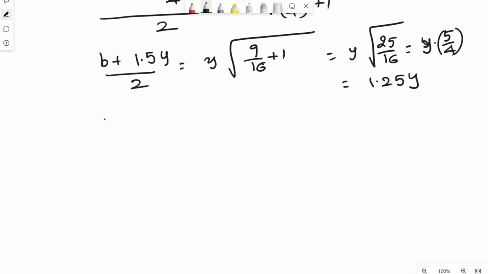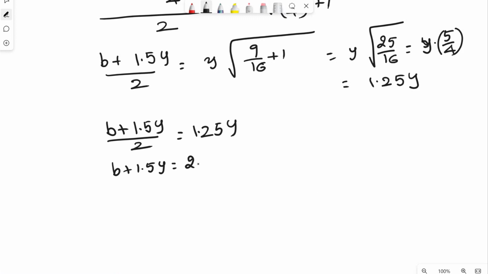So finally what I got: B plus 1.5 y by 2 is equal to 1.25 y. If I take this to the other side, B plus 1.5 y is equal to 2.5 y. So B is equal to y into 2.5 minus 1.5, so it is 1 basically. So finally the condition coming is B is equal to y.